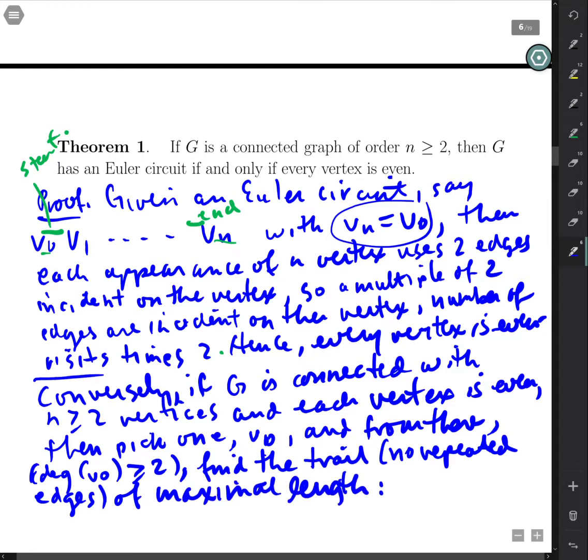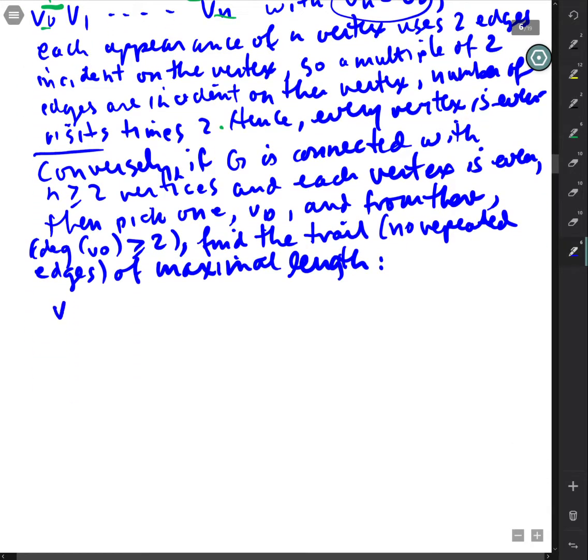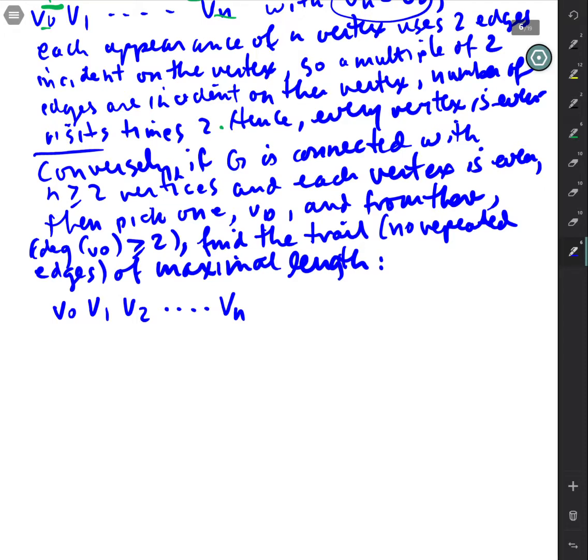and I'll write it out as V0, V1, V2, all the way out, and then we have some duplicates along the way if it goes back and visits a vertex again, and we'll come out with Vn, like so. So this is the trail of maximal length with no repeated edges.